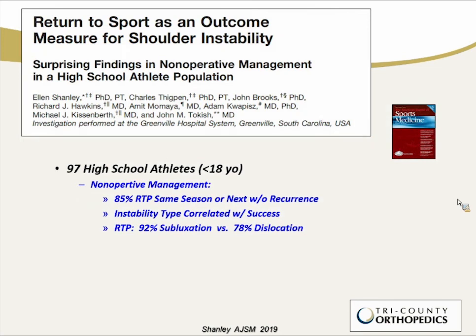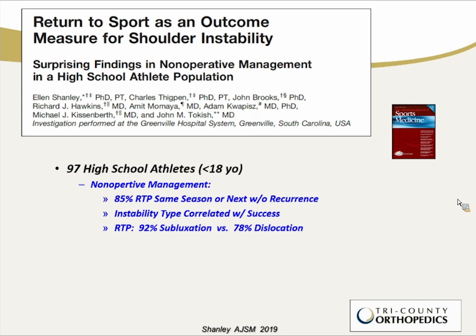Another study was a little different, and really the findings were a little bit unusual, which is why in the title they say surprising findings. These younger high school athletes in South Carolina underwent non-operative treatment, a large group, about 95, I believe, or 97 patients enrolled in this arm of non-operative treatment. 85% reported they came back the same season and also were able to continue the next season without recurrence.